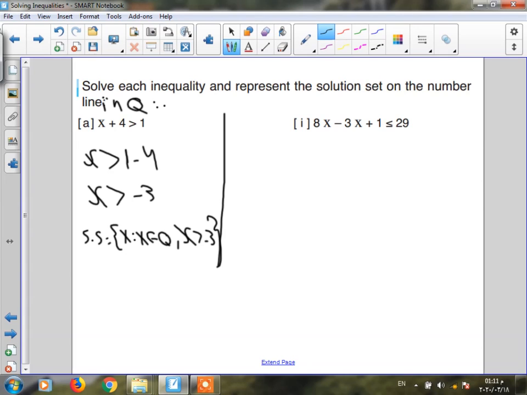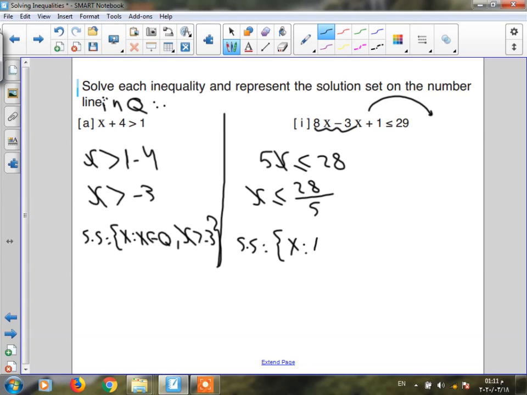Another one, 8x minus 3x, it will be 5x. 5x, and take 1 to the other side by negative. 29 minus 1 equals 28. So x less than or equal 28 over 5. So the solution set equals x such that x belongs to rational and x less than or equal 28 over 5.